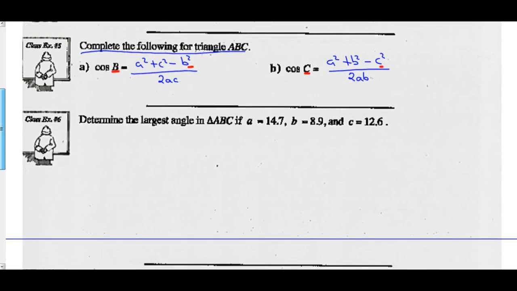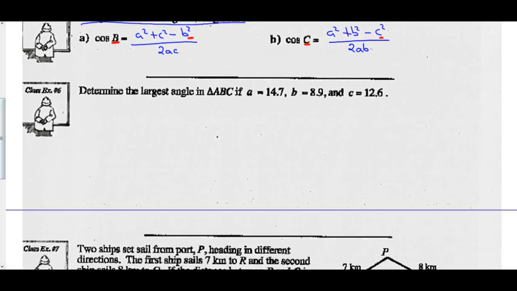Example 6, determine the largest angle in triangle ABC if you're given these three sides. Note, if you're ever asked to find the largest angle, the largest angle is opposite the largest side.